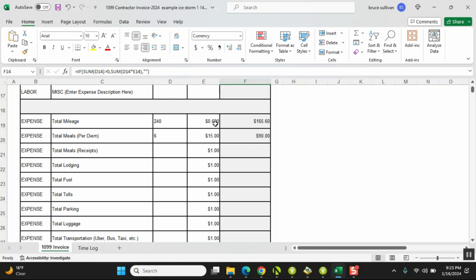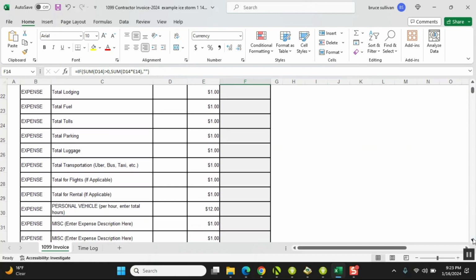The mileage rate is already on your sheet, and that would be mine. Yours is going to be different. Total meals, and yours might be different. Here, both of them will be blank. I had 6 meals, and it was $15 a meal. So that's my total. Yours will be different, possibly. So that is the extent of it.